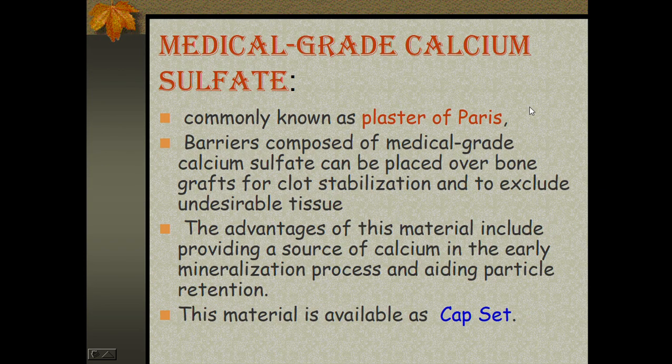Medical grade calcium sulfate, also known as plaster of Paris. This barrier is placed over the graft. It stabilizes the clot and excludes undesirable tissue. A further advantage is that it provides a source of calcium in the early mineralization process and aids particle retention. It is commercially available as Capset.